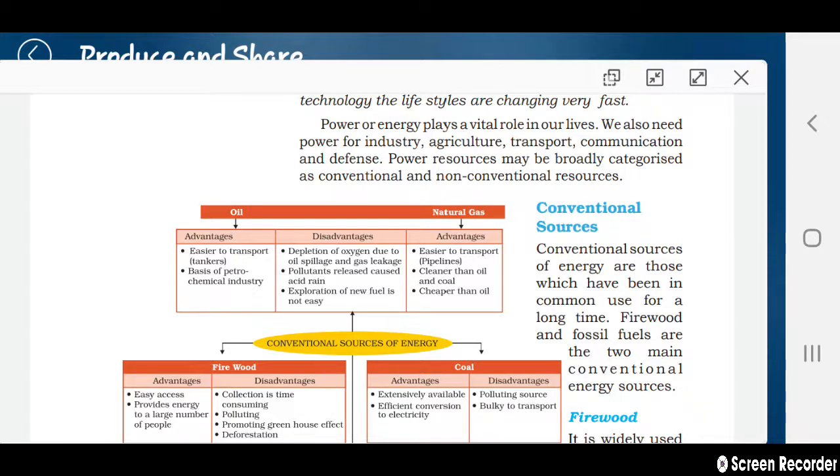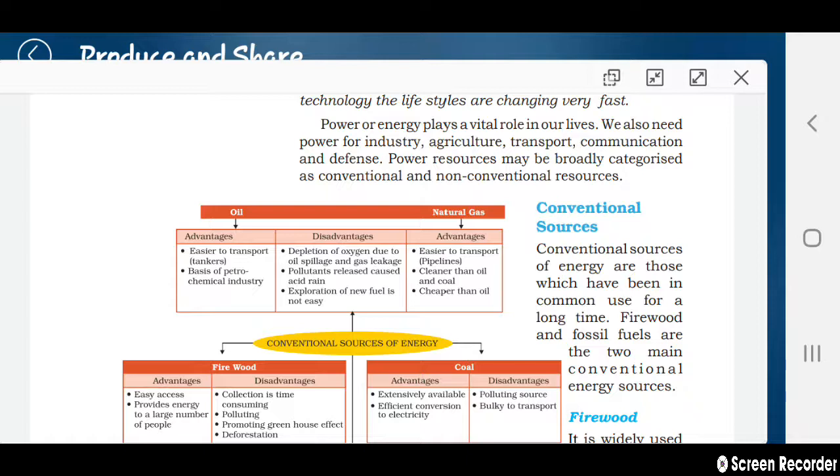Power energy plays a vital role in our human life. We also need power for industries. Industry, agriculture, transport, communication and defense, all these places need power, meaning electricity. So power resources may be broadly categorized as conventional and non-conventional resources.